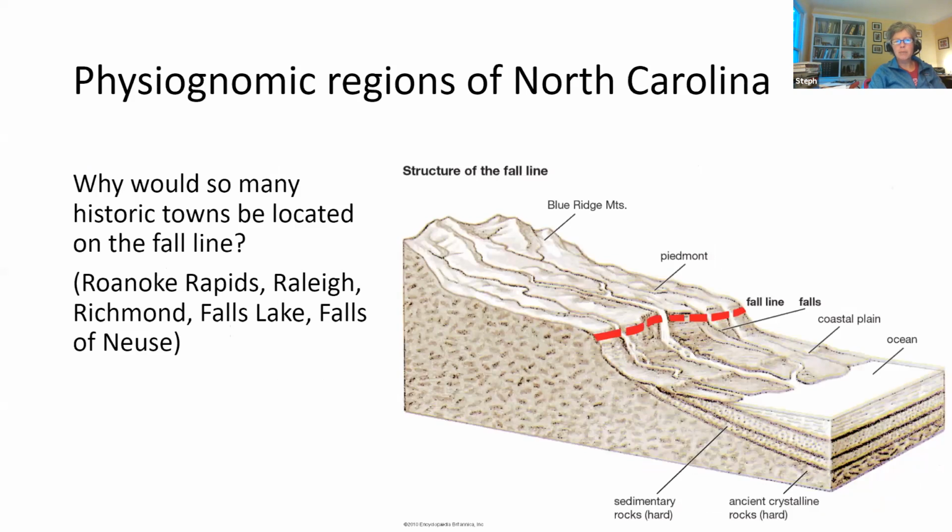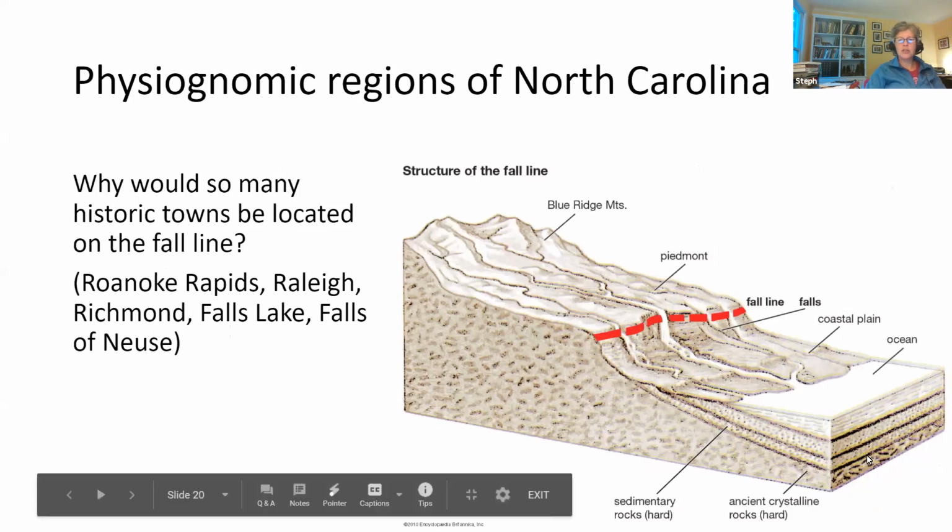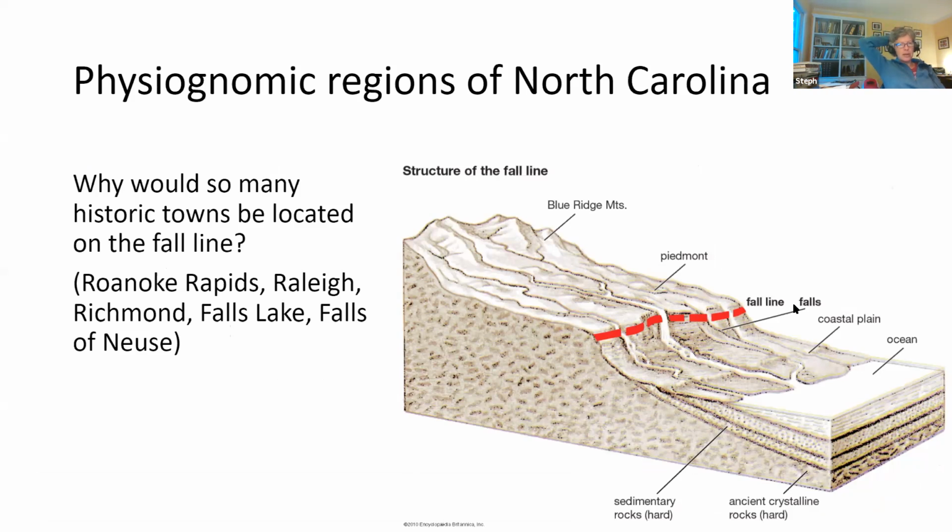So if we're looking at this in profile or cross section, you can see the structure of the fall line. So this again is what delineates the intercoastal plain from the Piedmont, right? You can see there's a steep topography, and interestingly, historically, a lot of towns were located on the fall line. So towns like Raleigh, Roanoke Rapids, Richmond, and there's a lot of place names that indicate the fall line. So why do you think there are a lot of towns or development based on the fall line?